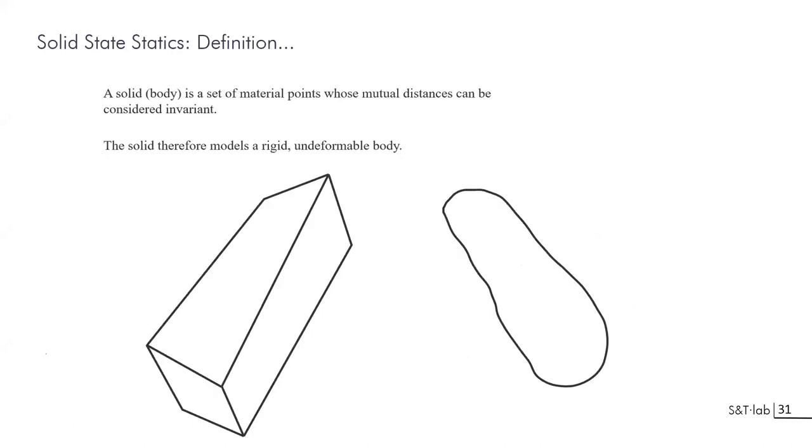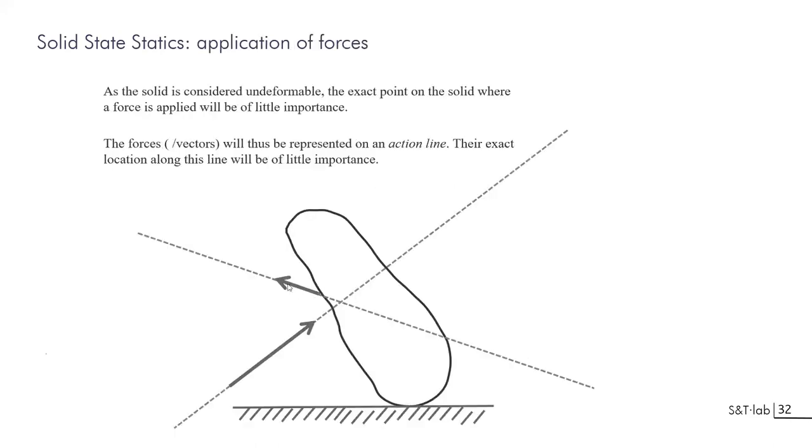To apply graphic statics, you will be using solids for a long time. The definition of a solid is a volume that won't change dimension when you apply force to it. This has the consequence that you can apply the forces anywhere along their line of action. Pulling on one side or pushing on the other side will have the same result in terms of equilibrium.